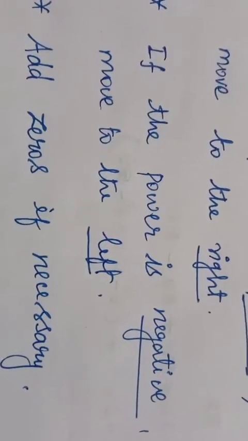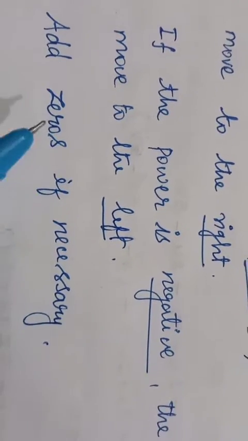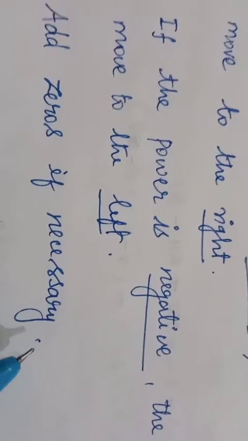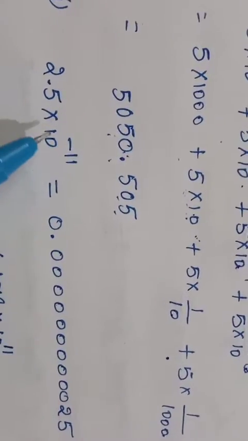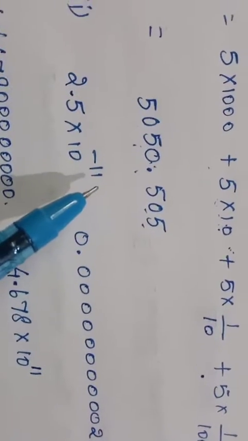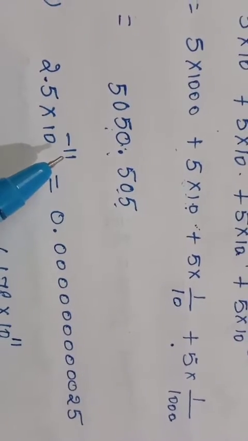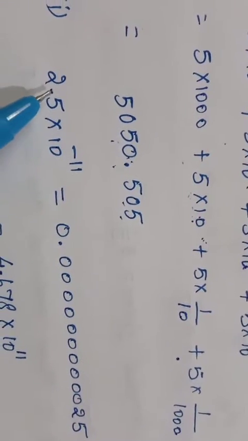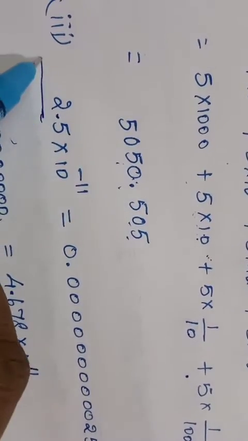For this conversion from scientific notation to standard form, we need to add zeros at the necessary places. Now, for this problem, 2.5 into 10 power minus 11. It is a negative power. Negative power means the decimal has to move to the left side. Now, the decimal is here. The decimal has to move to the left side.